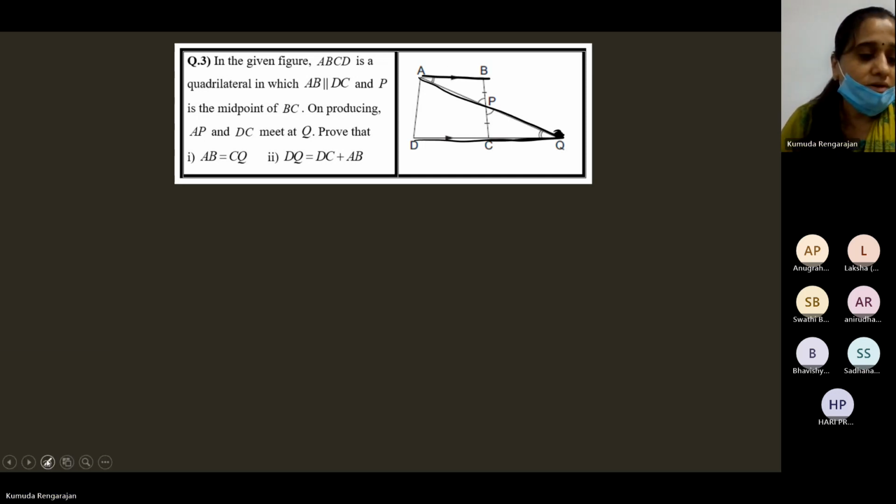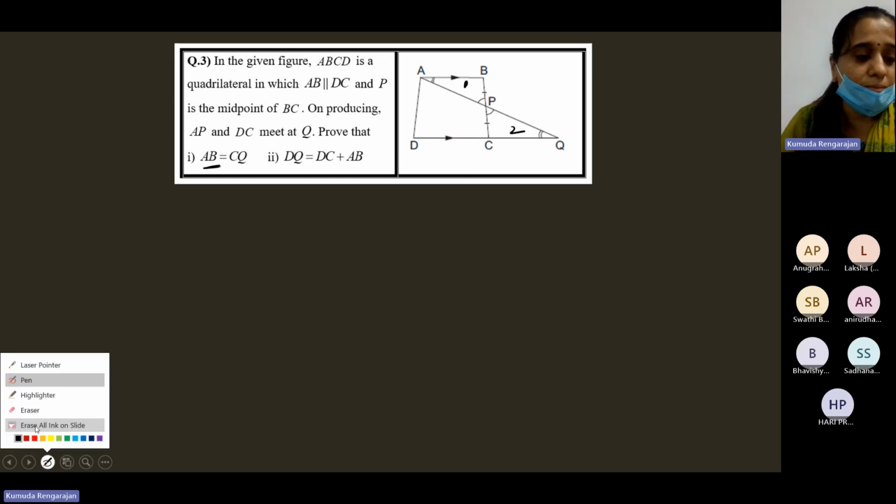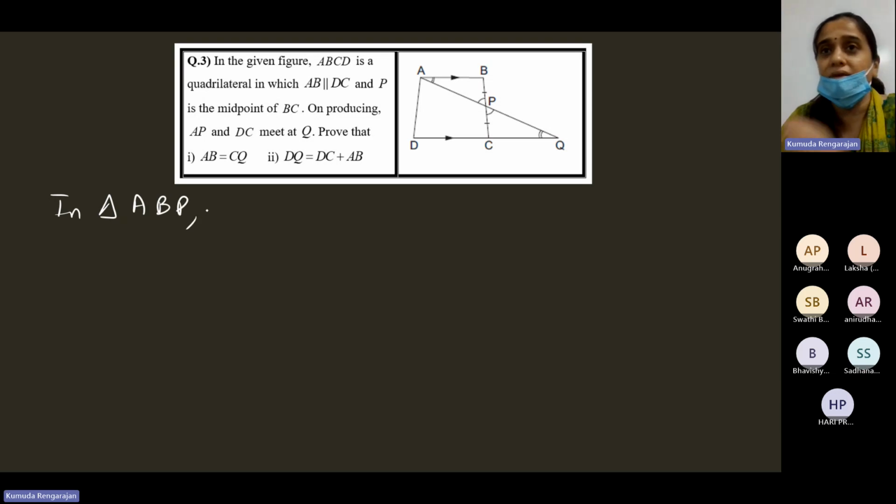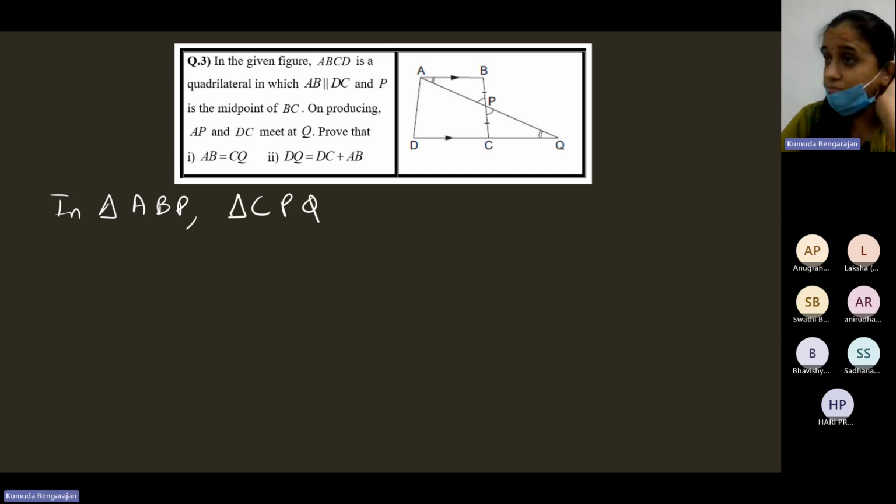So our usual feeling is that AB is the side of one triangle, and CQ is the side of this triangle. So mostly we'll have to show that these two triangles are congruent and we'll get this result, AB is equal to CQ. So tell me, in triangle ABP, where we have AB, and in triangle CPQ, where we have CQ, correct?